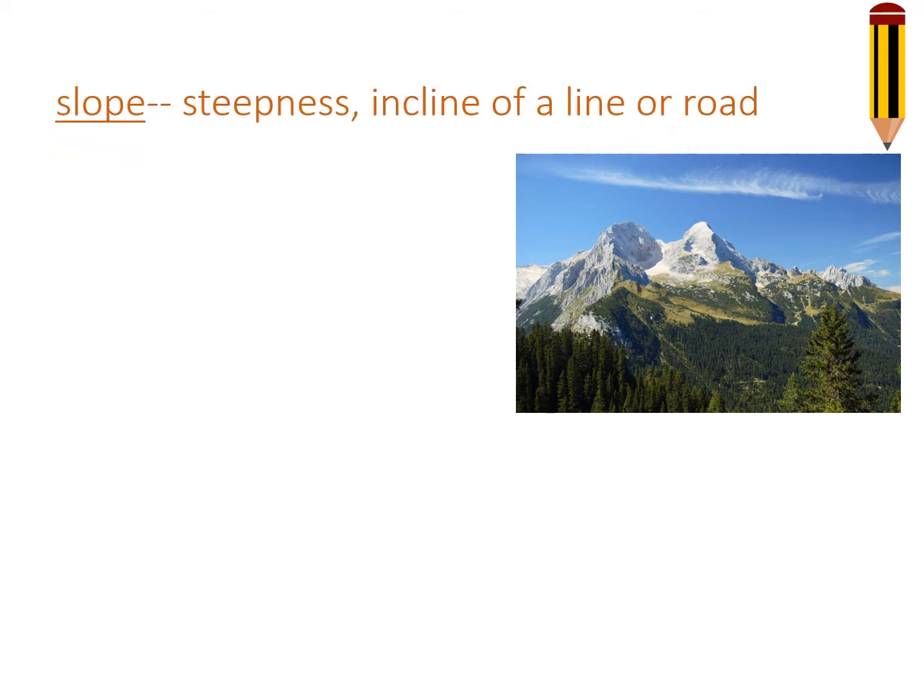When you think about slope, I have this picture of mountains in here because slope is defined as the steepness or incline of a line or road. So when we're trying to find slope on a graph, a lot of us would probably remember the phrase rise over run. And that's what we use to figure out slope when we're given a graph, when we're given a line.